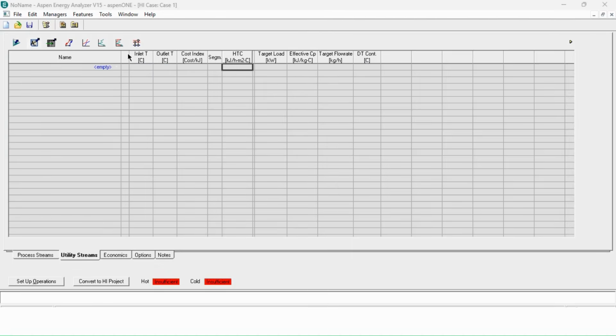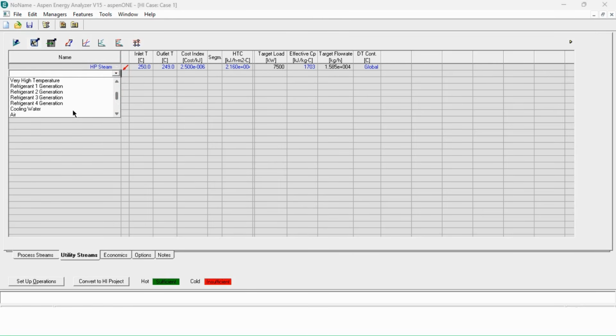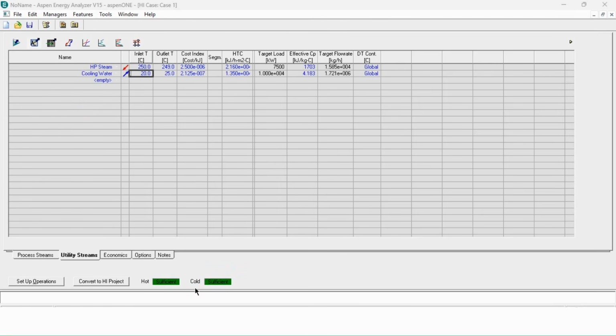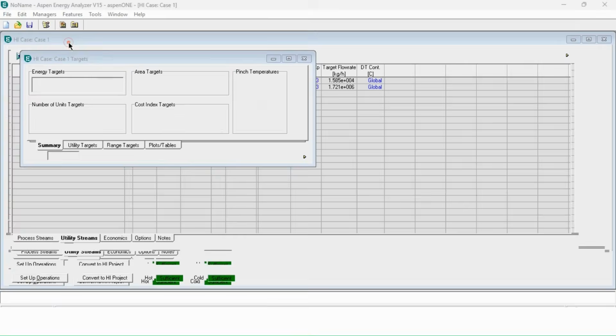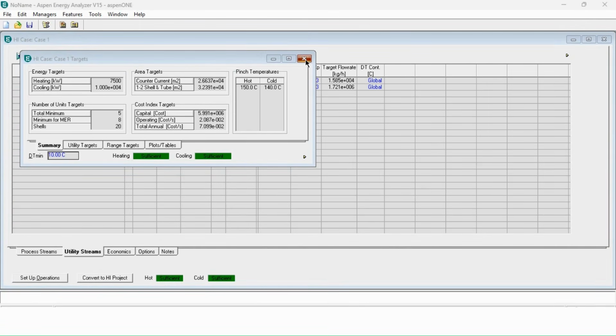For this, we will come here and we will add the utility streams. Let's say if we add LP stream, it is insufficient. If we add MP stream, still insufficient. Going to HP stream and it will now be sufficient. For cold stream, we will add the cooling water. So both these streams are now sufficient and the data is now available.